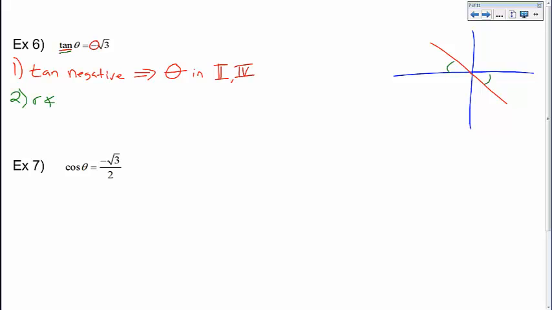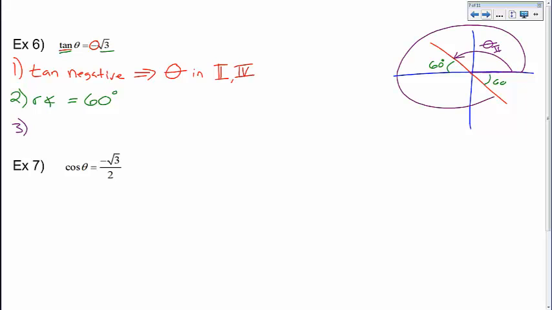Next, we're looking for the reference angle. Remember, this is the acute value of theta that makes tangent equal to radical 3. And if you have memorized your charts, you should know that this value is equal to 60 degrees. We then label our reference angle 60 degrees. Third, we need to figure out what our 2 thetas are. Well, we have to label them theta in 2 and theta in 3.